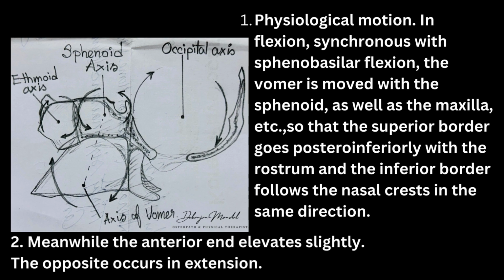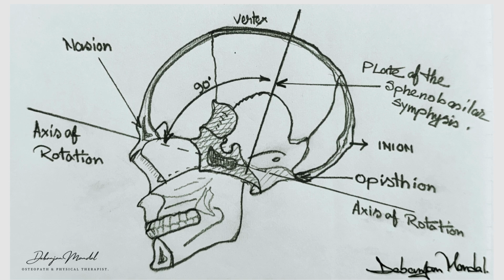Physiological motion. In flexion, synchronous with sphenobasilar flexion, the vomer is moved with the sphenoid, as well as the maxilla, etc., so that the superior border goes posteroinferiorly with the rostrum and the inferior border follows the nasal crests in the same direction. Meanwhile, the anterior end elevates slightly. The opposite occurs in extension.